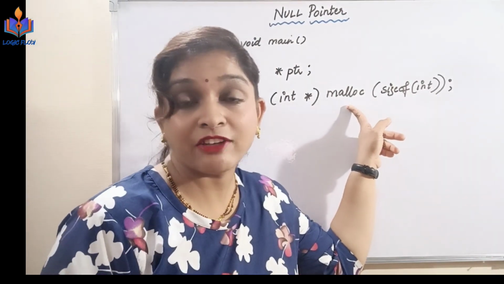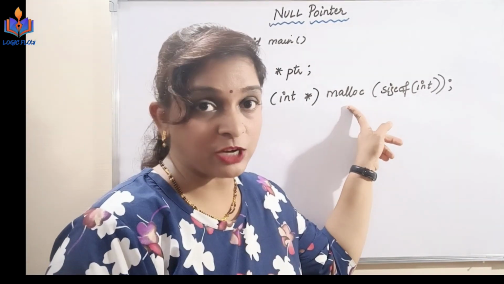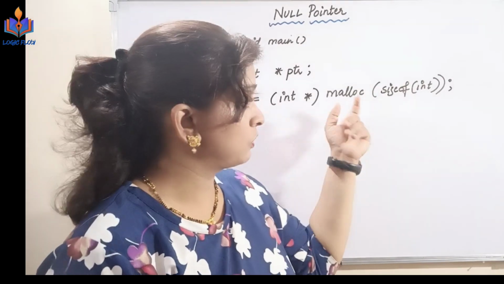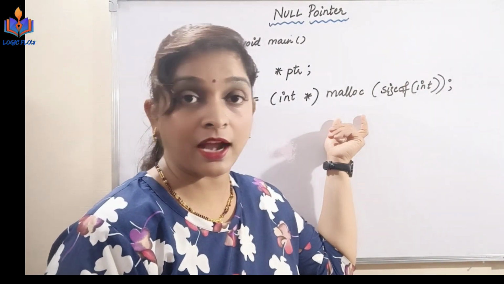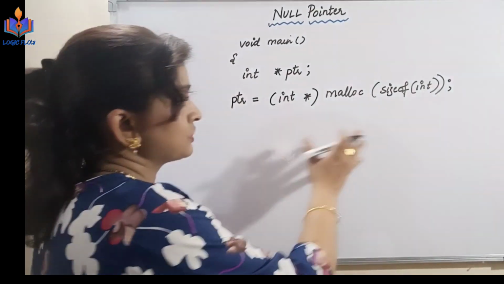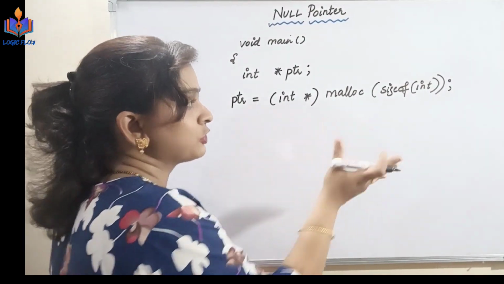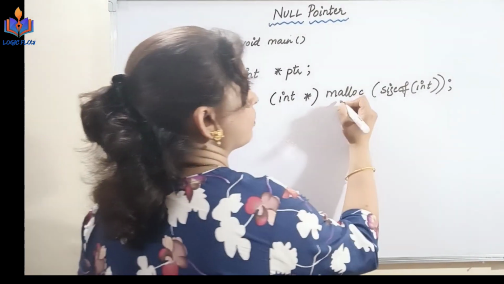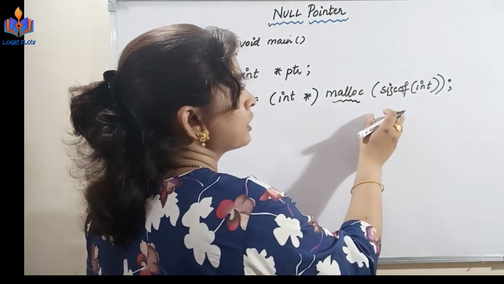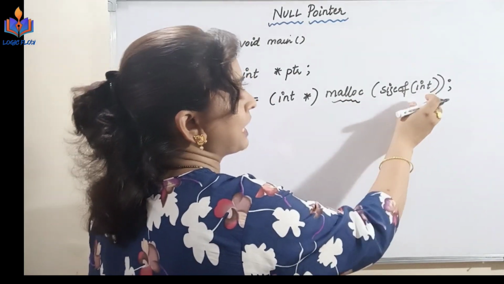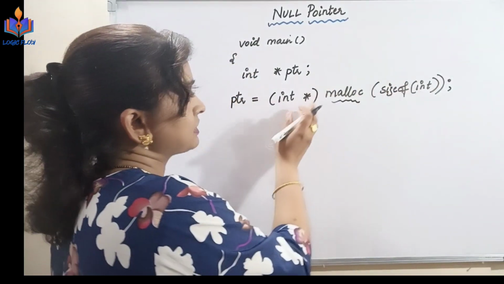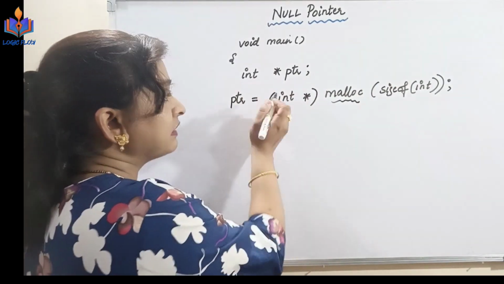Well, we will have a separate video to understand dynamic memory allocation. We will know how to allocate memory with calloc and malloc. So this is just the method to allocate the memory. What the malloc function will do is allocate the memory for the size of integer type and typecast that address to an integer pointer.